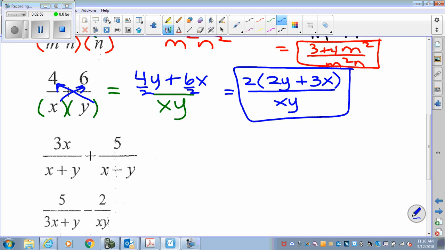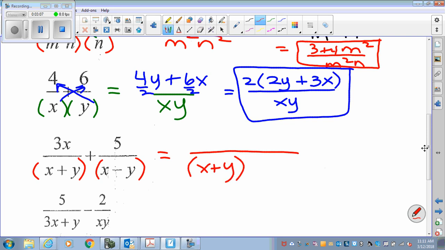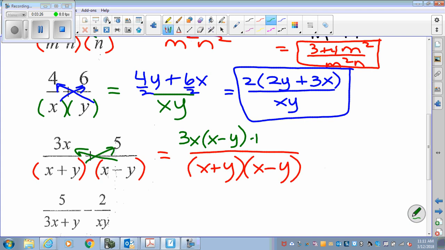So now here, if I want to multiply these together, I'll just say x plus y times x minus y is my denominator. The least common multiple has to have all the factors. And then I'll just go across here, so I get 3x times x minus y, and then I'll cross here, so I have plus 5 times x plus y.